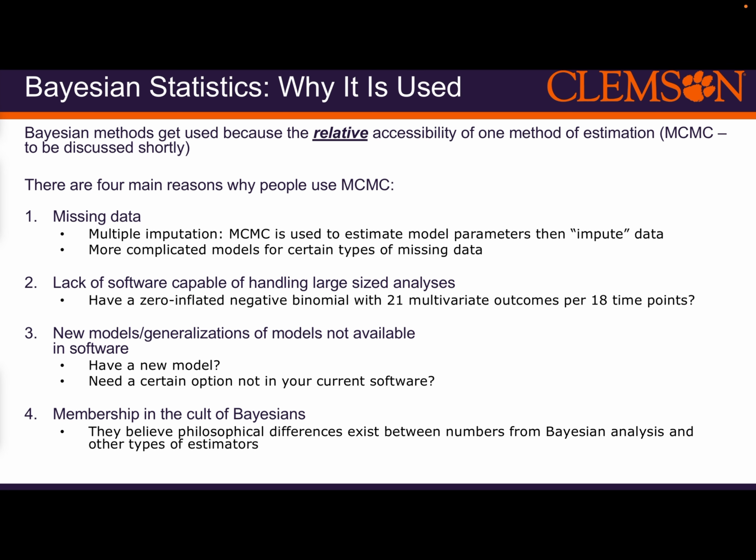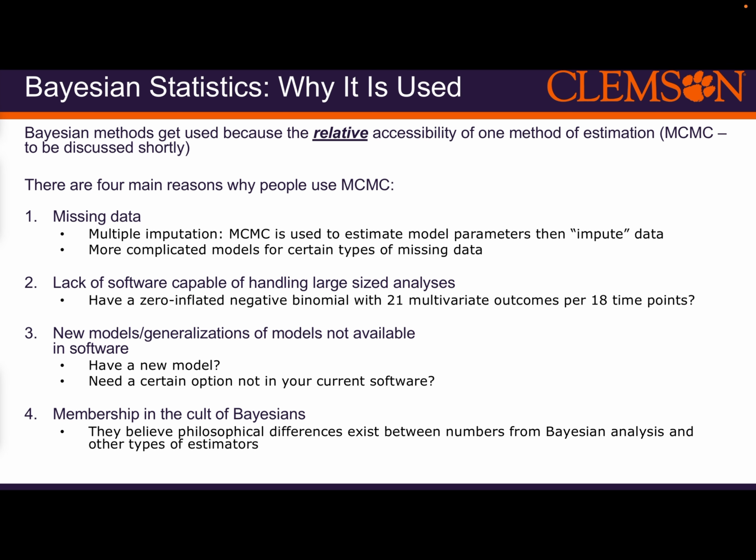So in Markov chains themselves, it's relatively easy to make a very good guess as to what data might be using the rest of the data in your model itself. You can also incorporate very complicated models for certain types of missing data as you go forward. Now, another reason people have used Markov chain Monte Carlo is a lack of software capable of handling large analyses with other estimation methods. So for instance, do you have a zero inflated negative binomial outcome or a binomial variable with 21 multivariate outcomes across 18 time points?